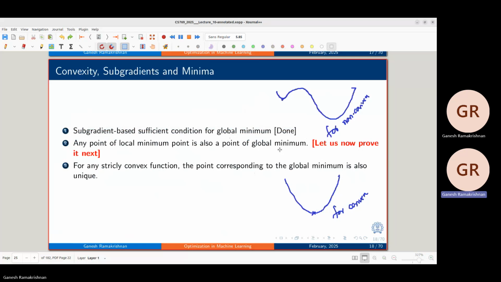A point where the gradient vanishes is called a critical point. That we have already talked about, but we'll talk about a different condition now, the one in this part: any point of local minimum is also a point of global minimum. We'll defer the discussion on critical points a little bit. I'm going to erase the right hand side. Has everyone noted this down?